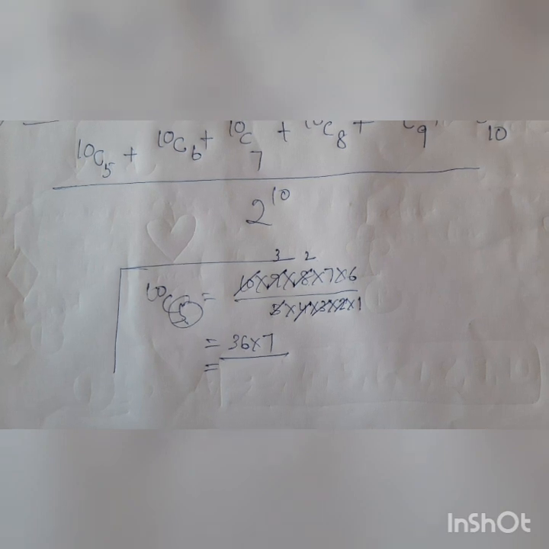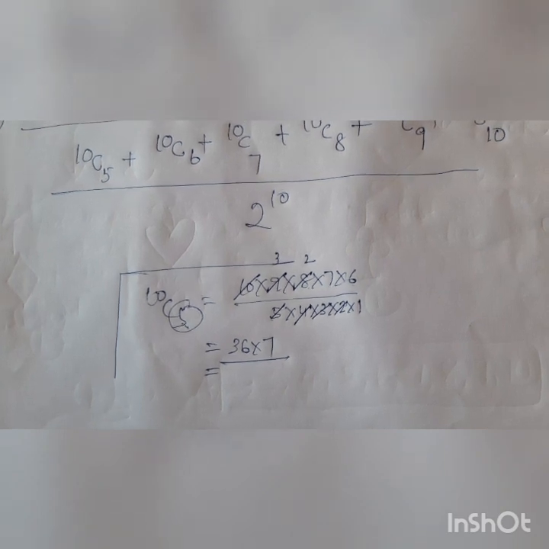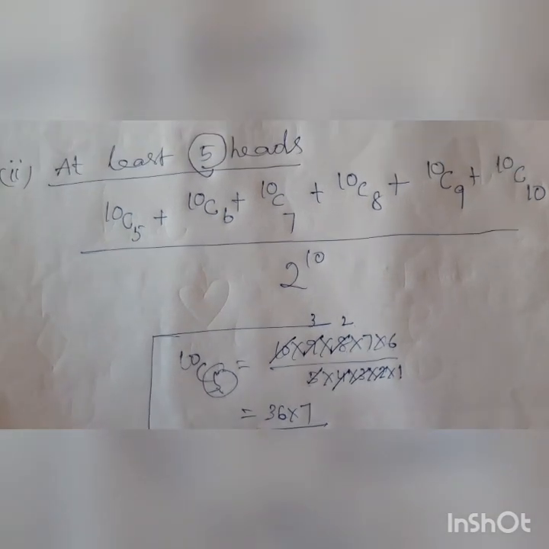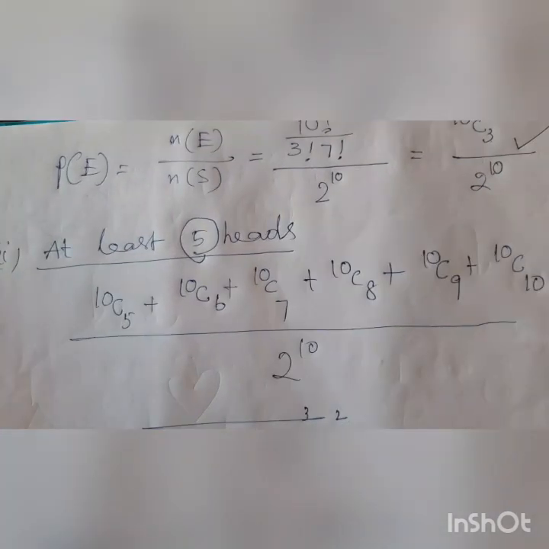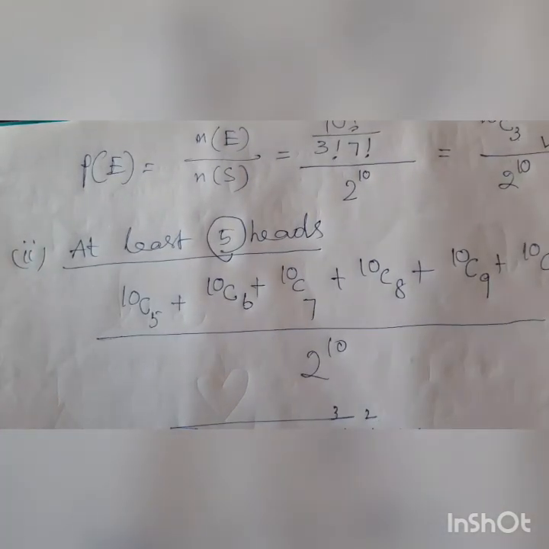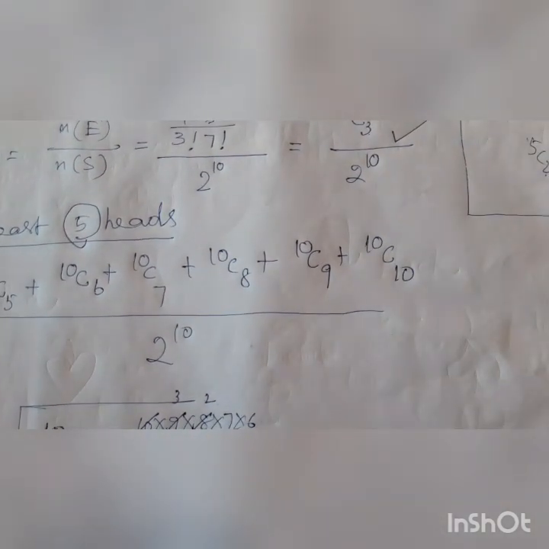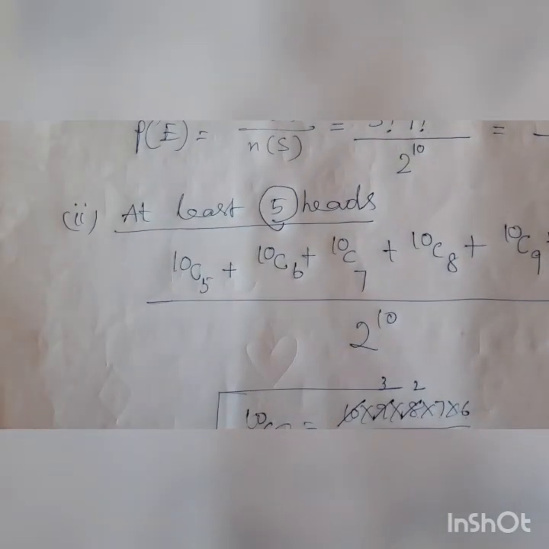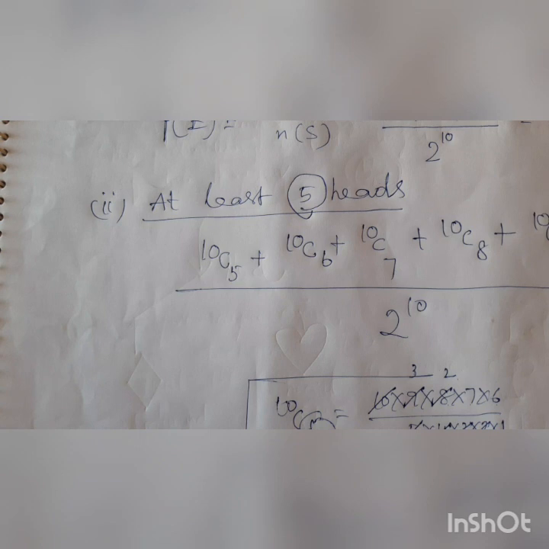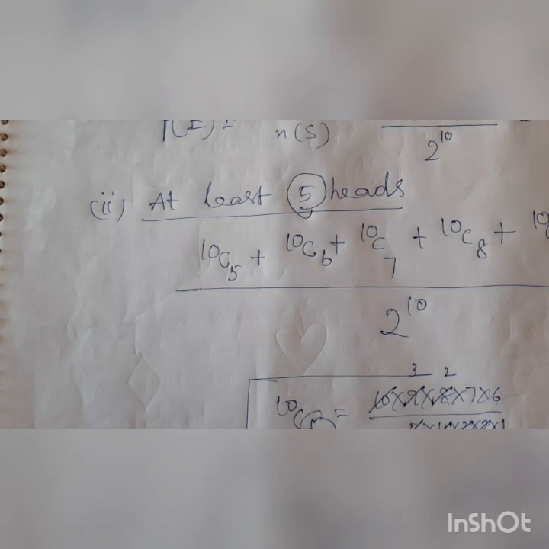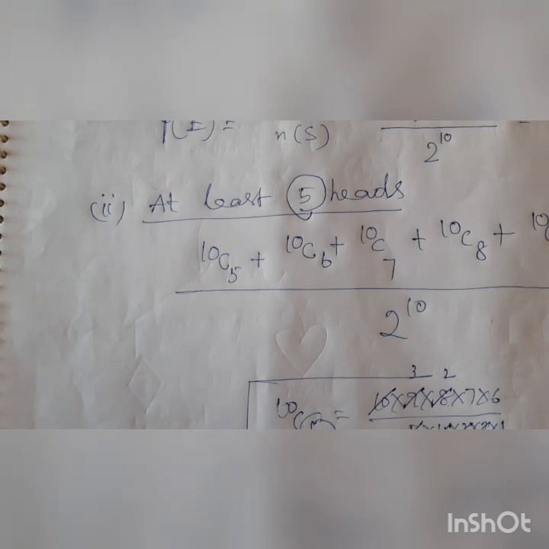Okay, like this you can calculate. But anyhow, the probability of at least 5 heads is 10C5 plus 10C6 plus so on up to 10C10, whole by 2 power 10. Okay.